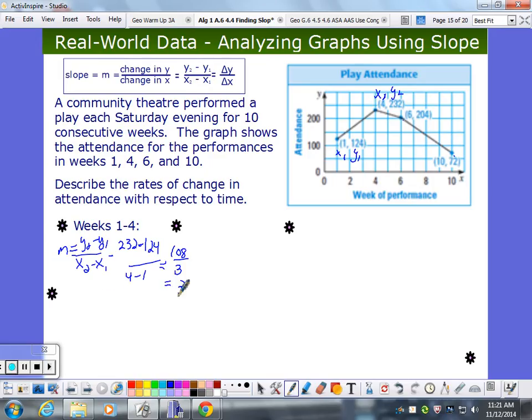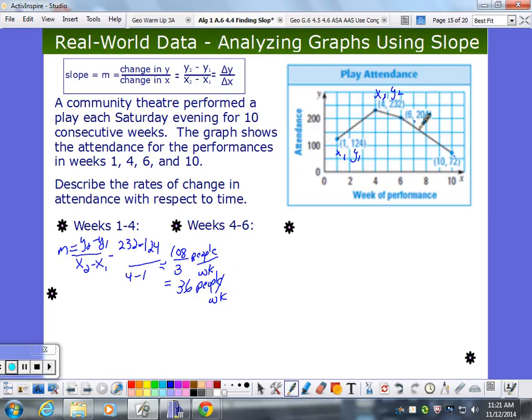36. 36 what here? What happened here? What are my y values? That's the people, right? And then what is my x value? 3, right? So it's 36 people per week. So my attendance increased by 36 people per week. And then now I want to see how it decreased here from weeks 4 to 6.